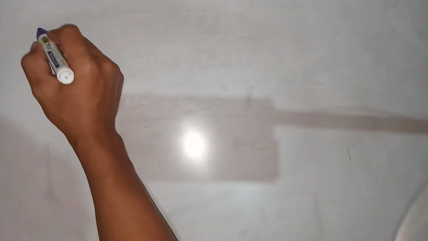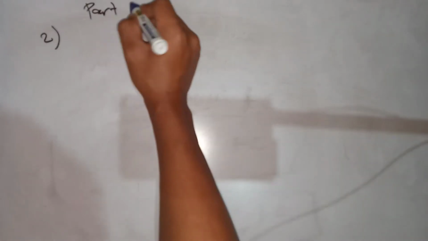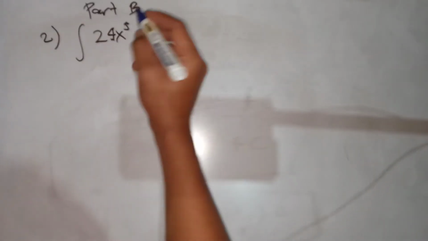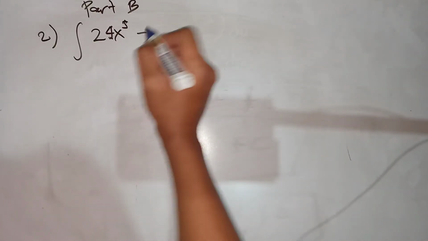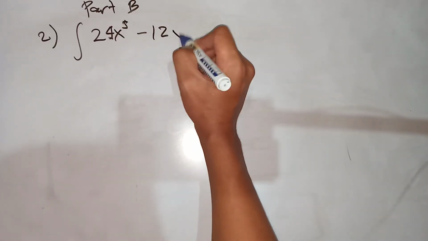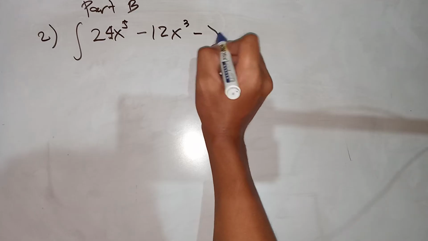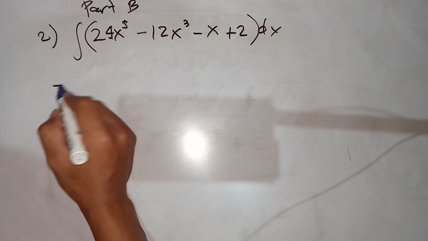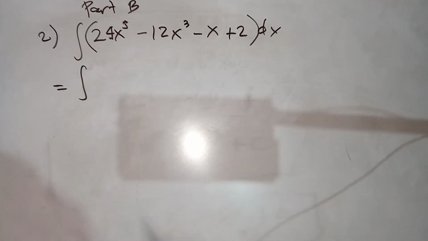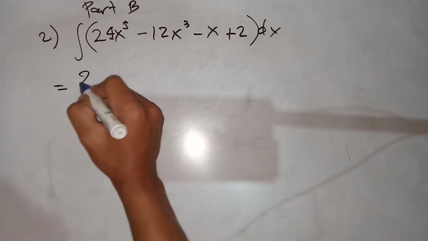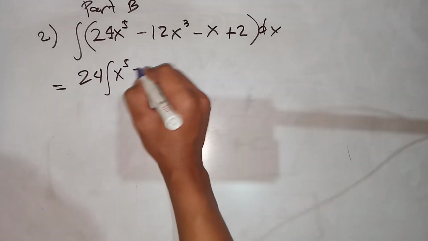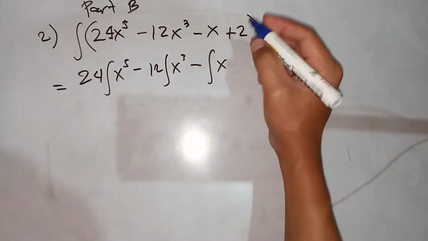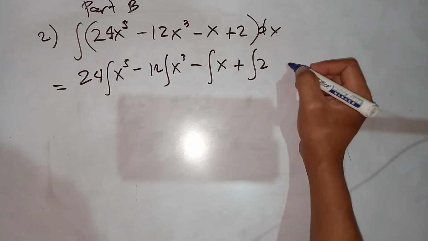Let's proceed to item number 2 in part B. So we have the integration of 24 x to the 5th minus 12 x cubed minus x plus 2 dx. And this becomes integration. This becomes 24 integration of x to the 5th minus 12 integration of x cubed minus integration of x plus integration of 2 dx.